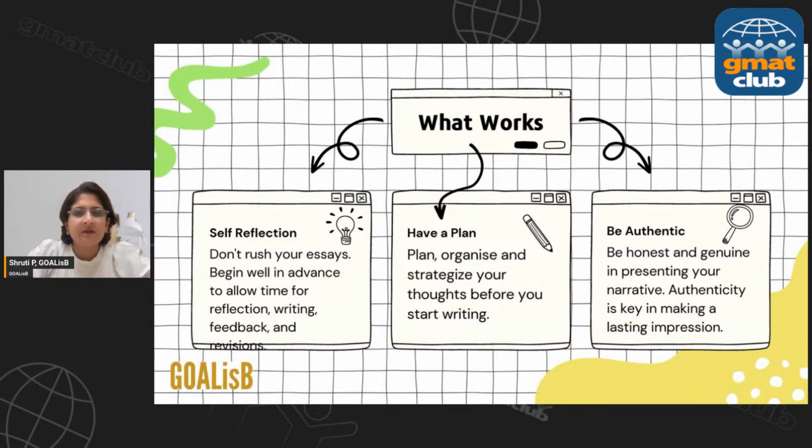Right. So, what works in your ISB essays, and what really is it that you need to go ahead with as a process? So, the first part of this process is self reflection. Don't rush with writing your essay draft directly. Spend some time, get your thoughts together, put your stories together, and then work well in advance to reflect, to put in different versions and revisions of what stories you want to talk about. Have a plan and organize your thoughts before you start writing.